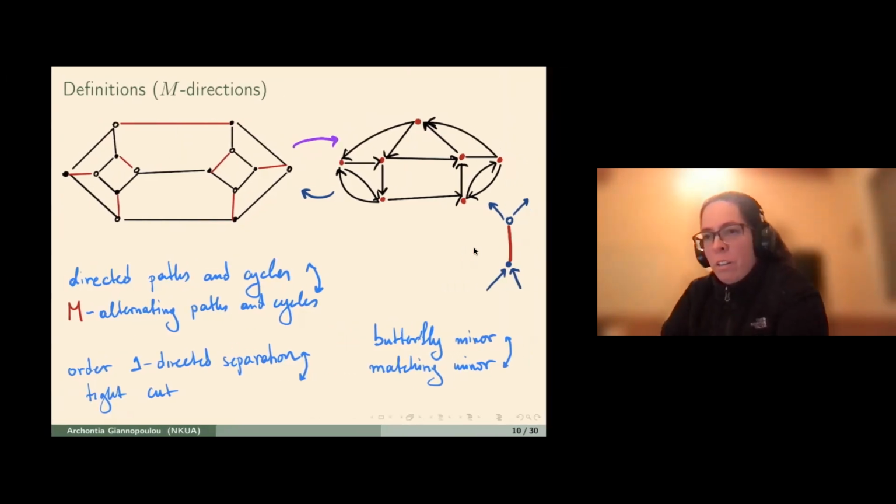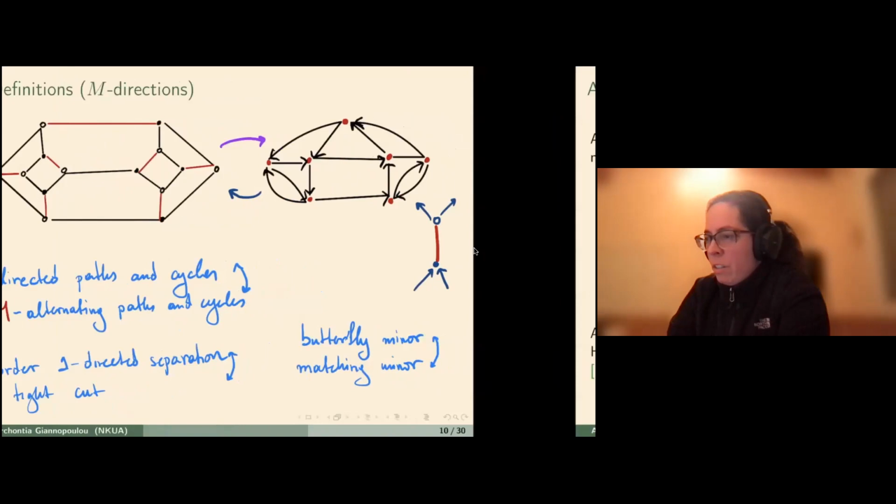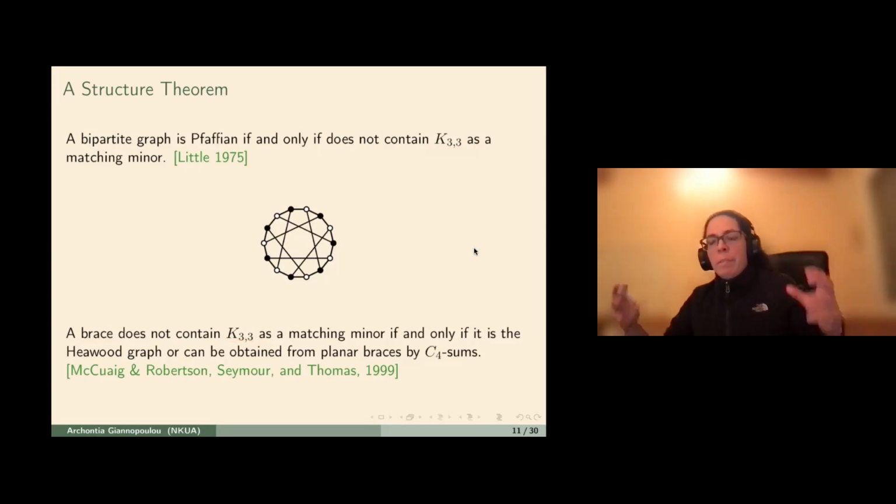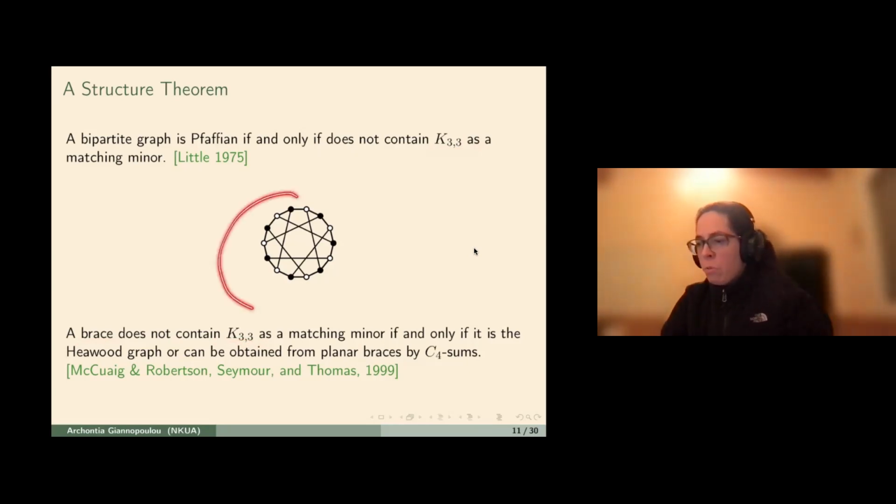So now that we have the basic and more important definitions, let's start discussing structure theorems on graphs with perfect matchings. Again, I have not yet defined what Pfaffian means, and I will do it later, but let's say that a bipartite graph has some very specific properties if and only if it excludes K33 as a matching minor. And K33 will be important for us in the future as well. And a brace, which is actually a bipartite graph without a tight cut, does not contain K33 if and only if it can be built from some specific building blocks, which are the Heawood graph and planar braces.